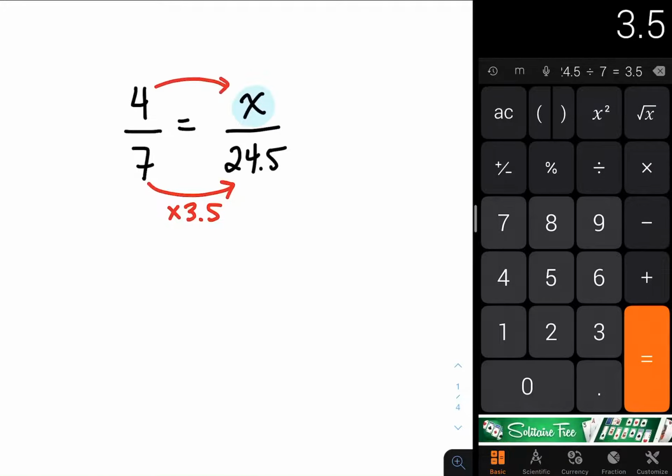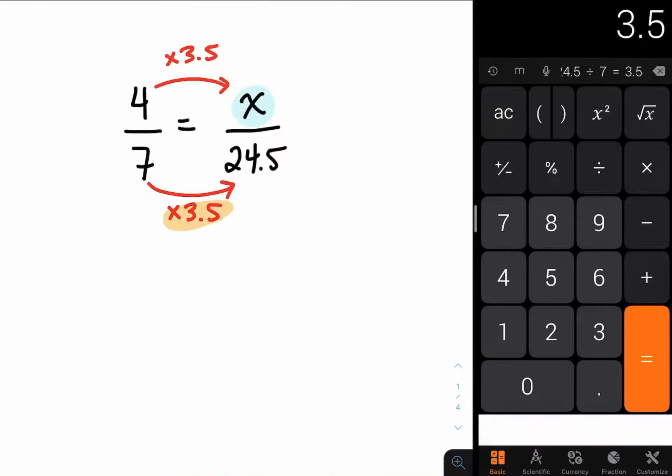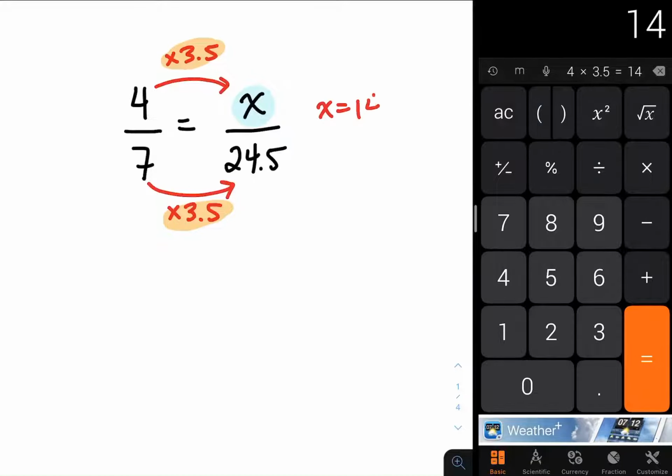That means that I should be able to take 4 and multiply it by 3.5 here to figure out what x is, because I know that I need that same common multiplier on the bottom that I have on the top. So 4 times 3.5 is 14. So that means that this x value must be 14.